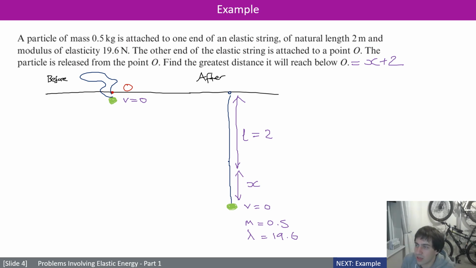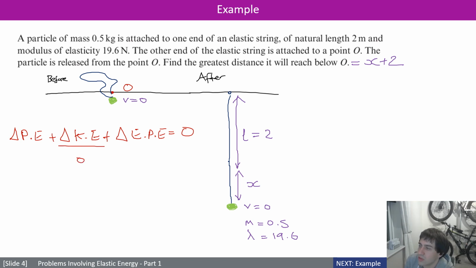So right over here, as before, change in potential energy plus change in kinetic energy plus change in elastic potential is going to be 0. The change in kinetic energy, again, is 0, much like previous examples. The velocity started at 0 and the velocity ended at 0, so there's no overall change.